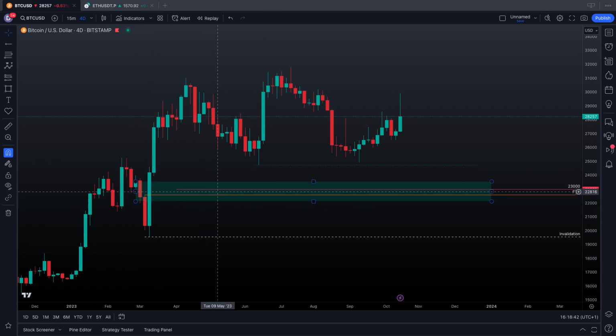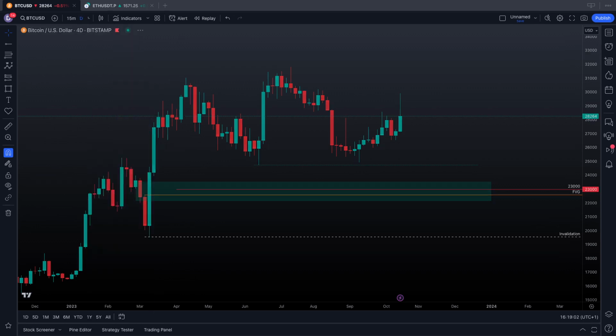So because this liquidity pool is closer to the level of interest, I'm simply just marking out 23K. You could mark out 24K, but I just realized that the liquidity pools that are closer to the levels of interest are just more important because these will act as magnets as well.